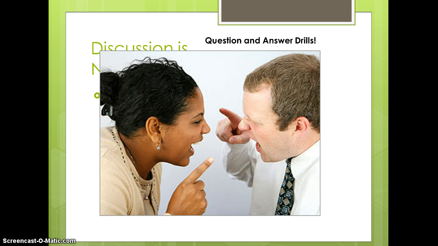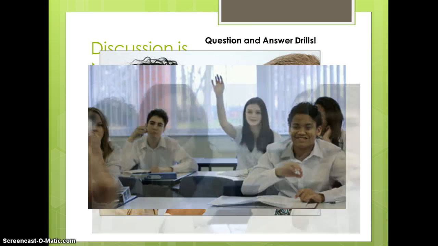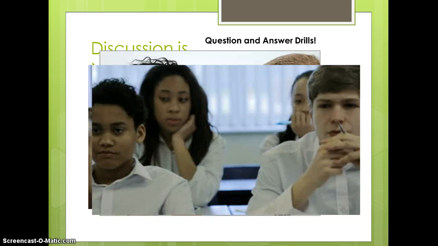It's also not question and answer drills. It is not you standing at the front of the classroom asking questions with one student raising their hand to answer you. Even though the kids in this picture seem to be semi-engaged, it is more likely that you will see this during question and answer drills, so they should be avoided at all costs.